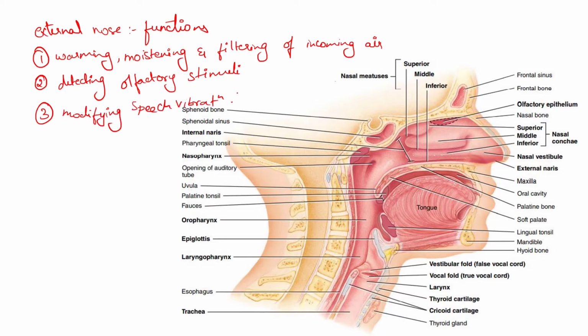How will it modify the speech vibration? When I start to sing, the sound will pass through a large hollow resonating chamber. When it is passing through this chamber, my vocal cord will make a vibration sound. That's because of this external nose only.